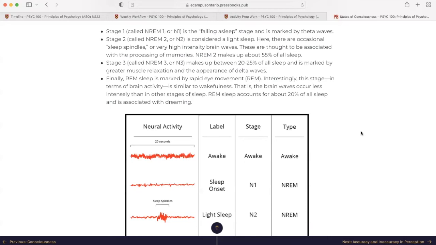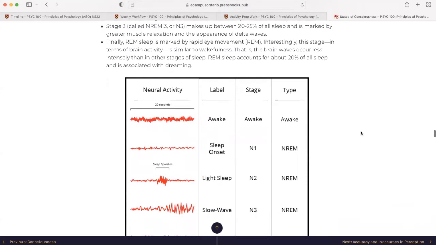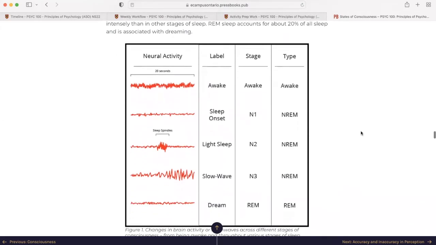And finally, REM sleep is marked by rapid eye movement. Interestingly, this stage, in terms of brain activity, is similar to wakefulness. That is, the brain waves occur less intensely than in other stages of sleep. REM sleep accounts for about 20% of all sleep and is associated with dreaming. That's my favorite part of sleeping time.